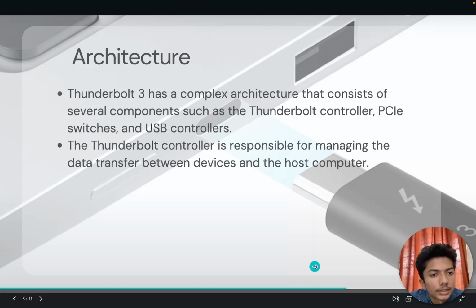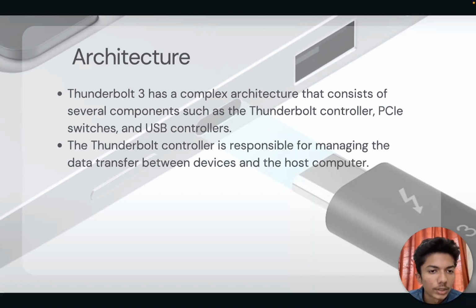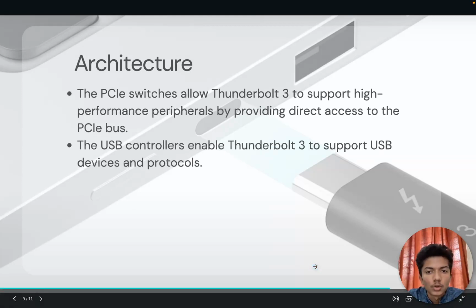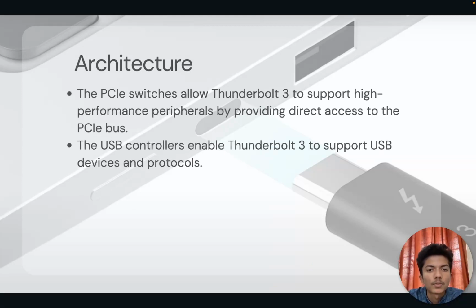If we talk about the architecture and look at how it works, Thunderbolt 3 has a complex architecture that consists of several components such as the Thunderbolt controller, PCIe switches, and USB controllers. The Thunderbolt controller is responsible for managing the data transfer between devices and the host computer. The PCIe switches allow Thunderbolt 3 to support high-performance peripherals by providing direct access to the PCI bus. The USB controllers enable Thunderbolt 3 to support USB devices and protocols.